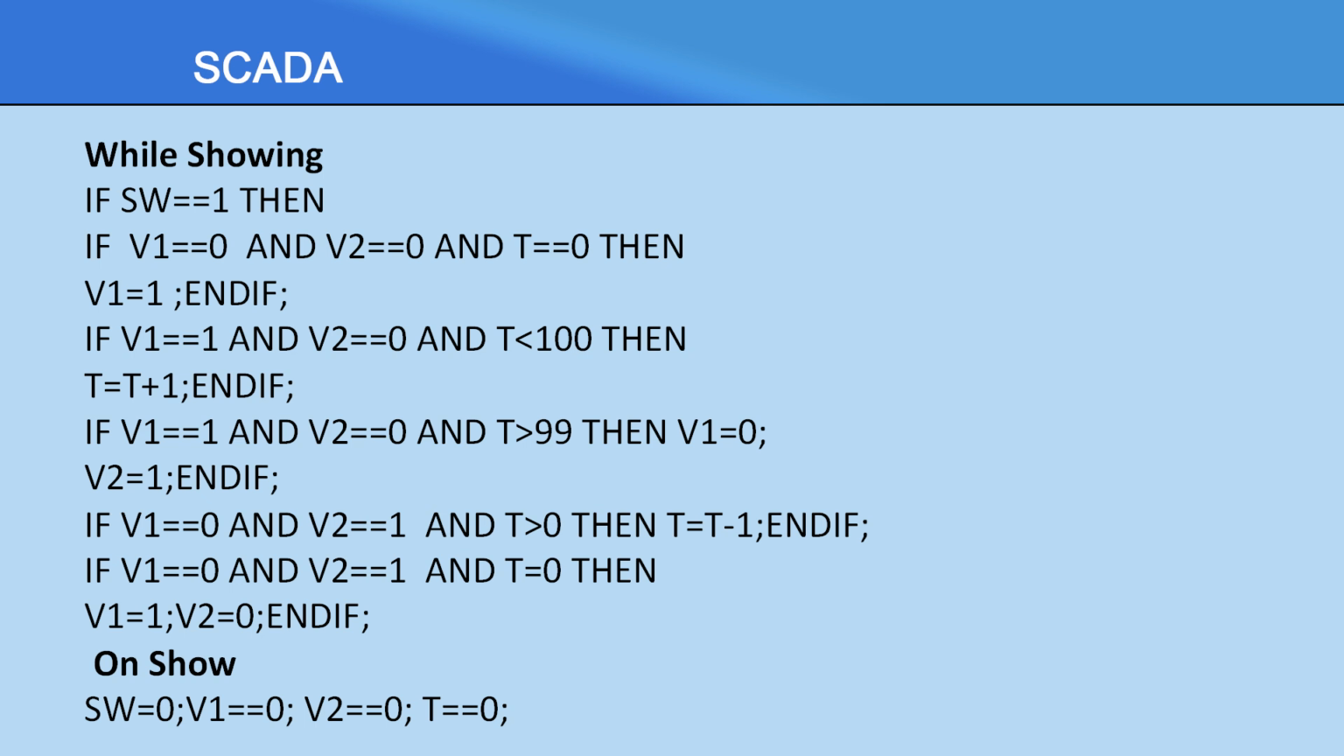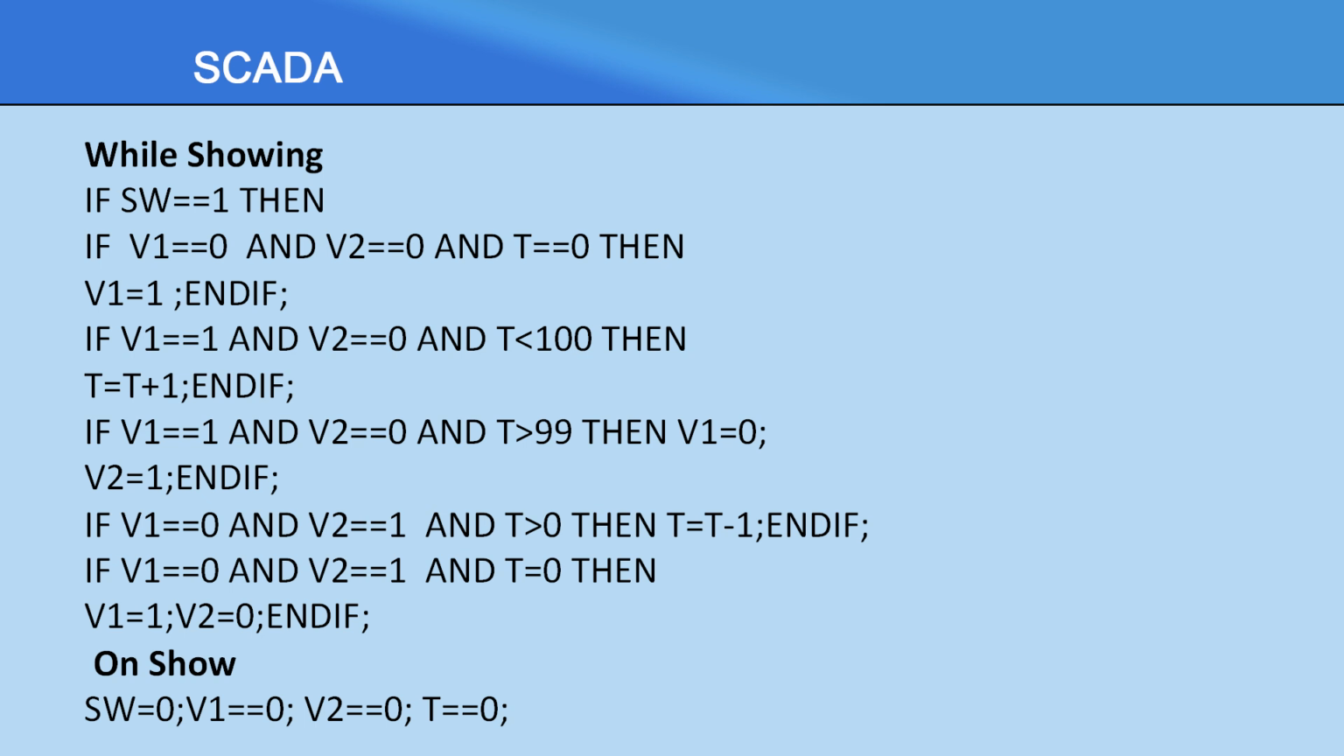Okay. Now the next condition: if V1 is 1 and V2 is 0 and T is less than 100, means if valve V1 is on, valve V2 is off and the level of the tank is less than 100, then T will keep increasing, means T equal to T plus 1, end if, end of the script. Now, what does this condition mean? Means our tank will start filling.